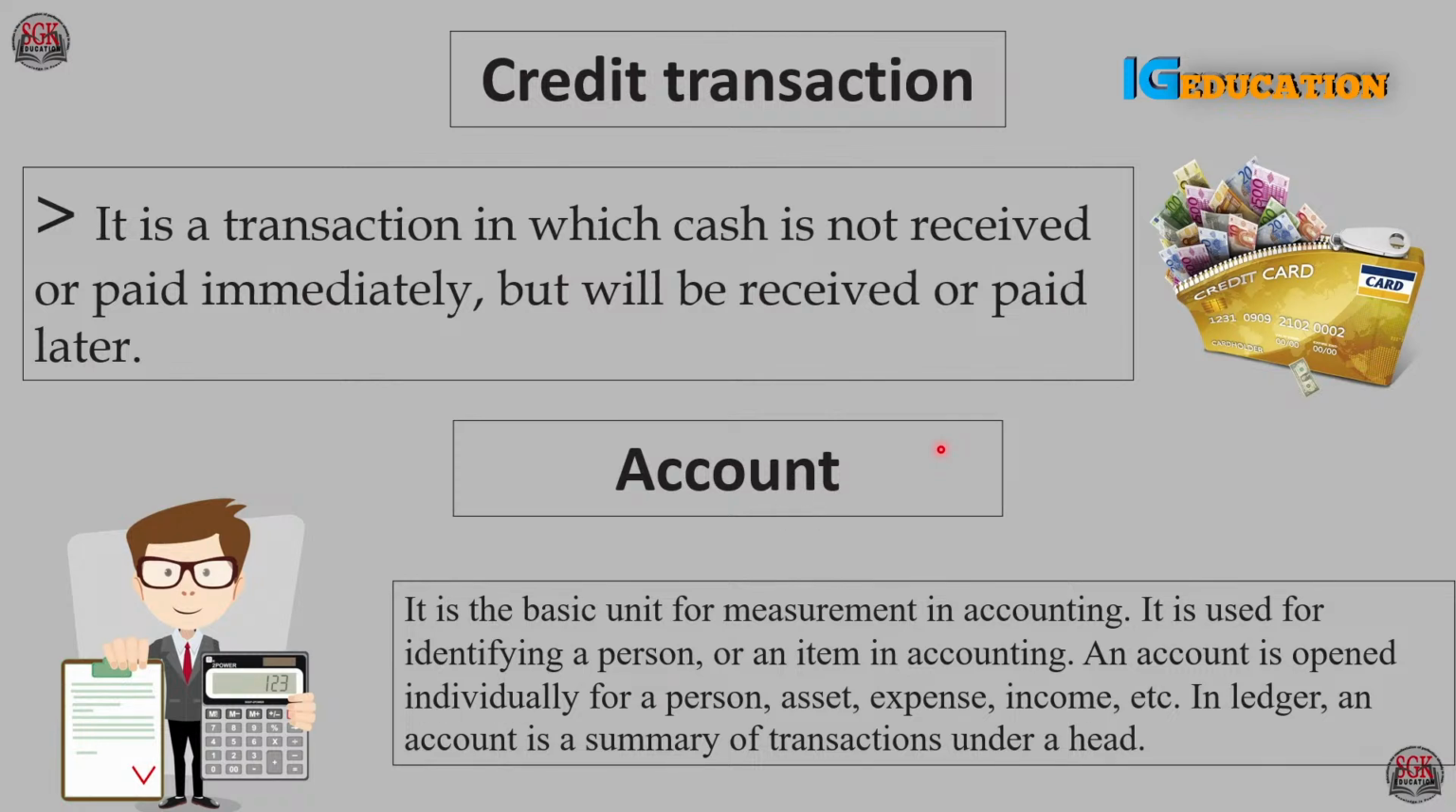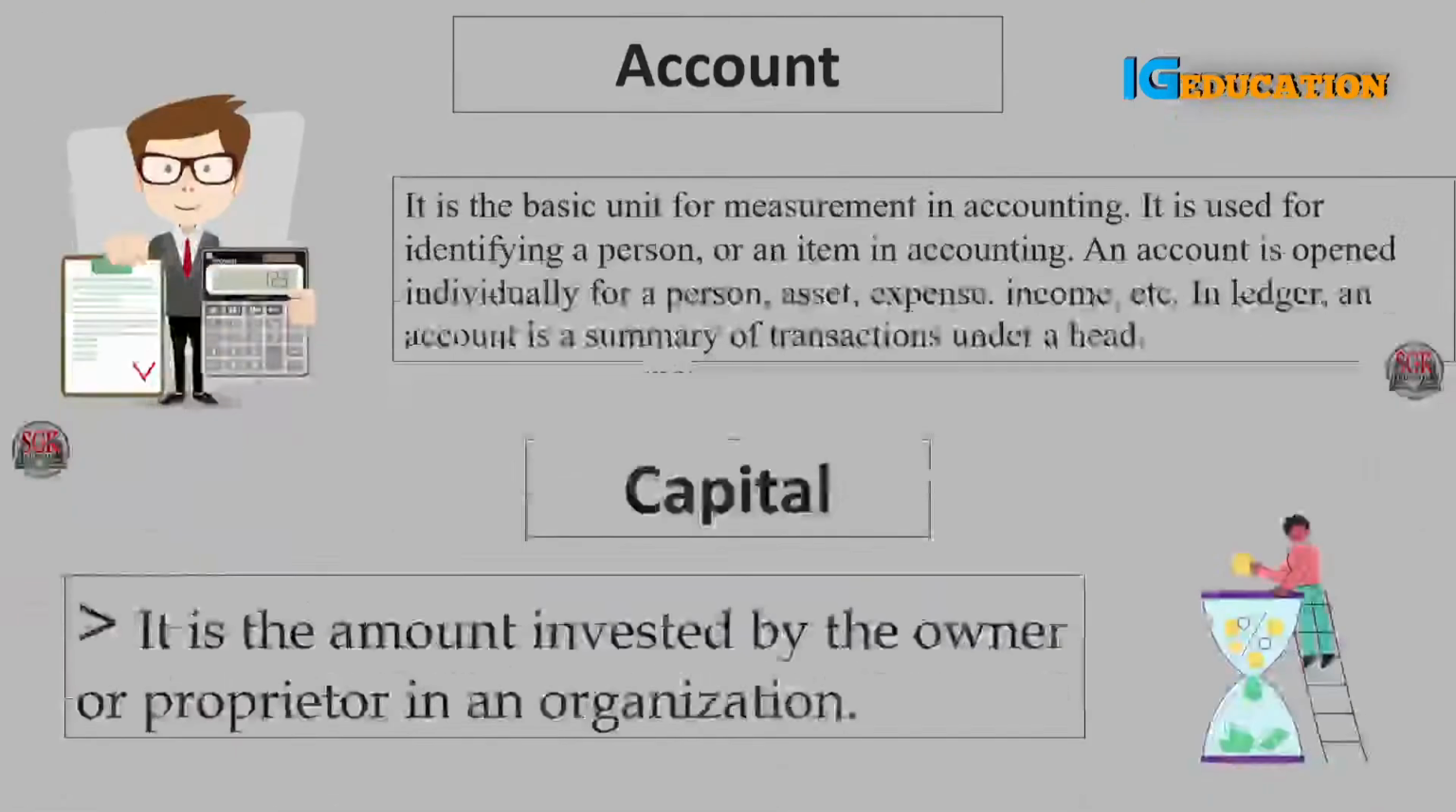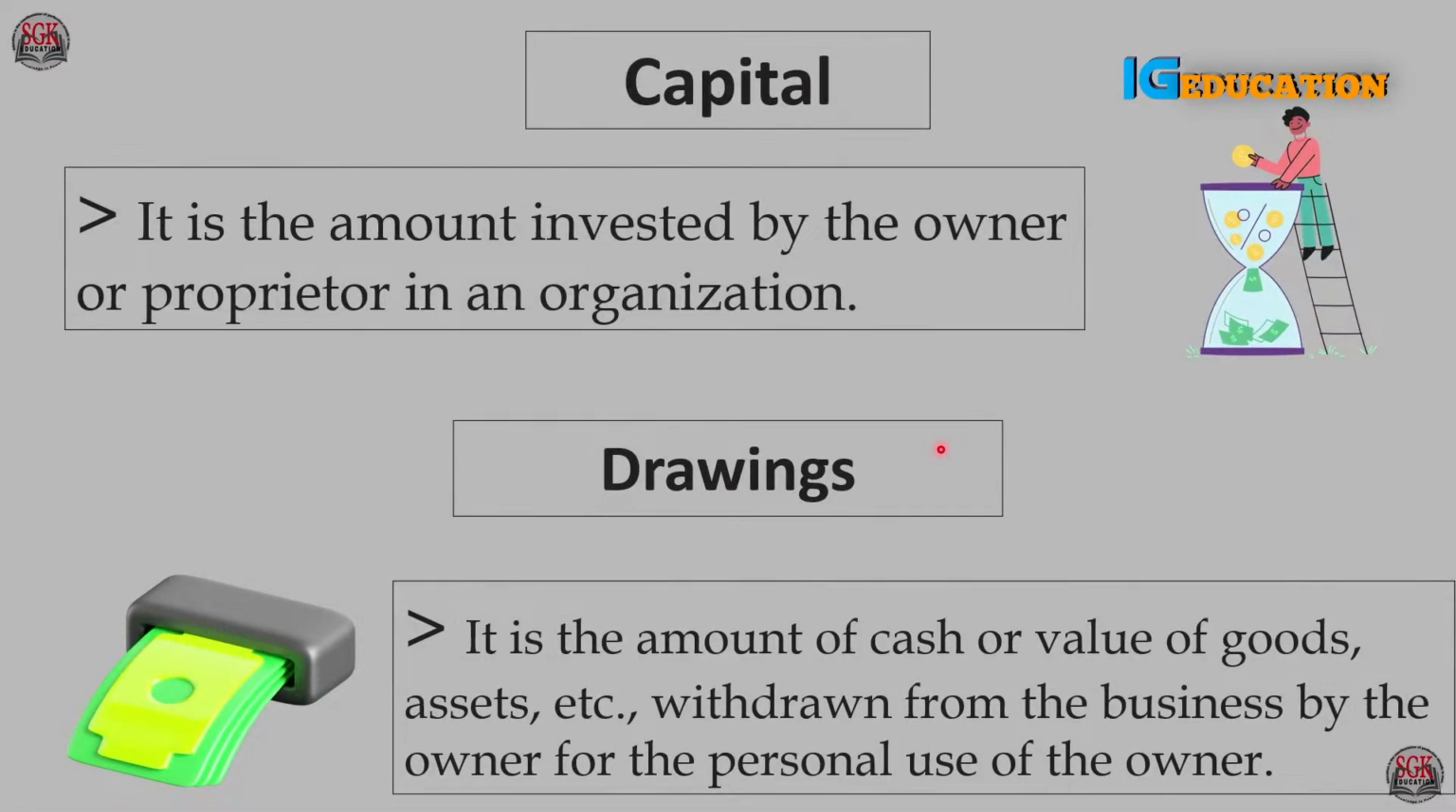Next one is account. We normally know that an account is a bank account or some other account like a Facebook account. But in accounting terminology, we divide it into 4 categories: personal account, asset, expenditure, and income account. These are the 4 accounts we create in accountancy. Another one is capital. In English we normally write in capital letters, but in business terminology, it's the first investment money of the owner which is invested in the organization.